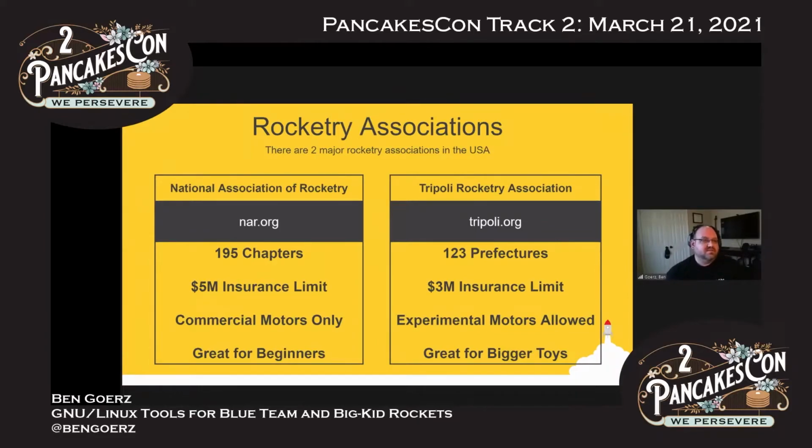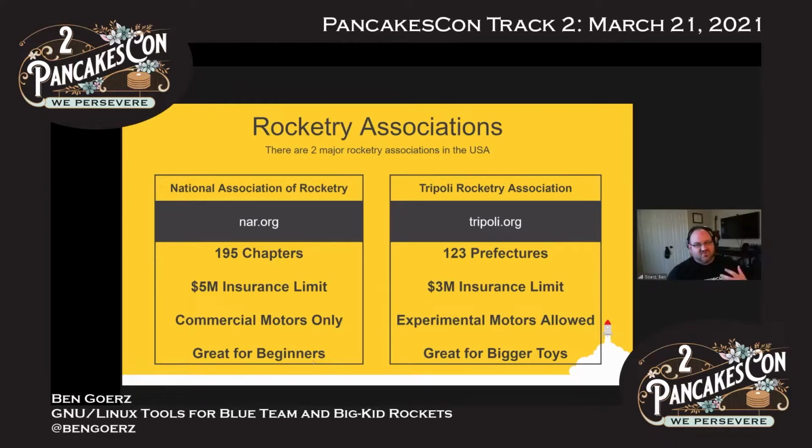If you want to go do this, there's a couple great organizations to get to know. The biggest one is National Association of Rocketry, NAR. There's 195 chapters. We have a great one here in Dallas. There's a $5 million insurance limit. I personally am not too concerned about the insurance limits because I'm trying very hard not to injure myself. But both organizations do carry insurance. Also, the big difference is commercial motors only in NAR, and I'll get to that in a second.